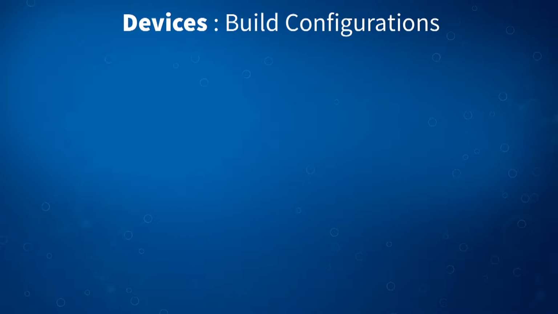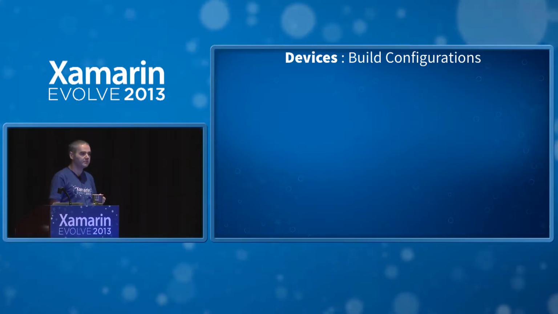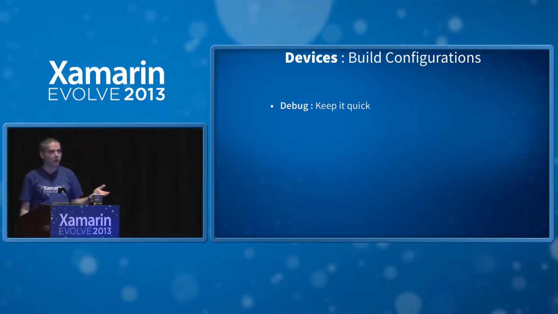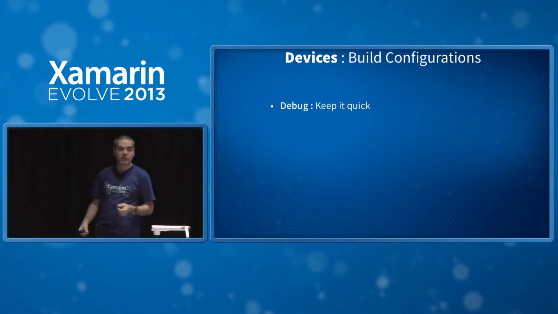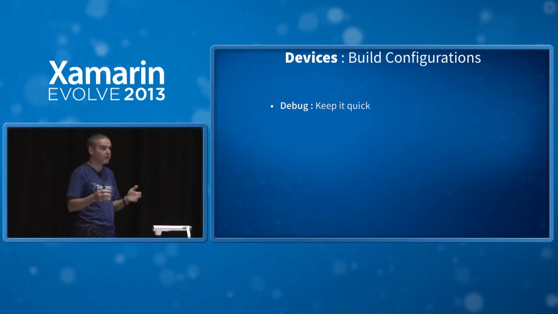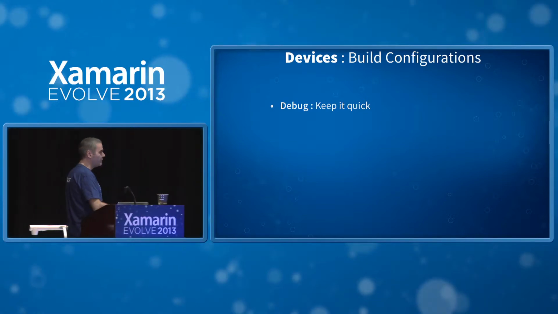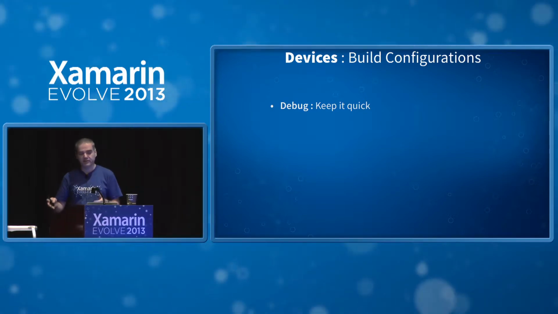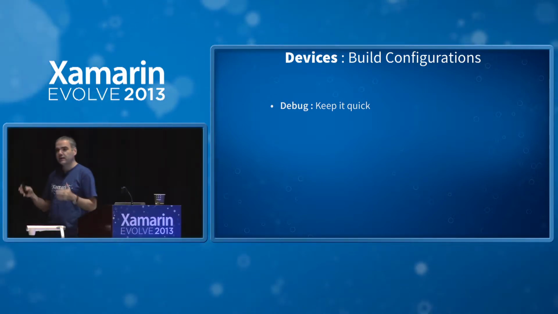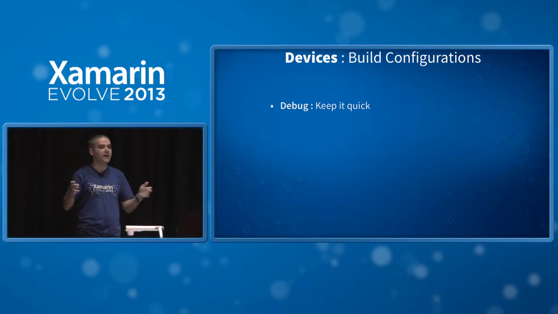There's also some more build configurations for device. The debug configuration is the one that you want to keep the fastest possible. You want it to be quick. That's what you will use every day, several times a day. You can do so, and you can even affect compatibility. It does not really matter. That's not something you will ship. That's something for you. That's something that should be fast for you.